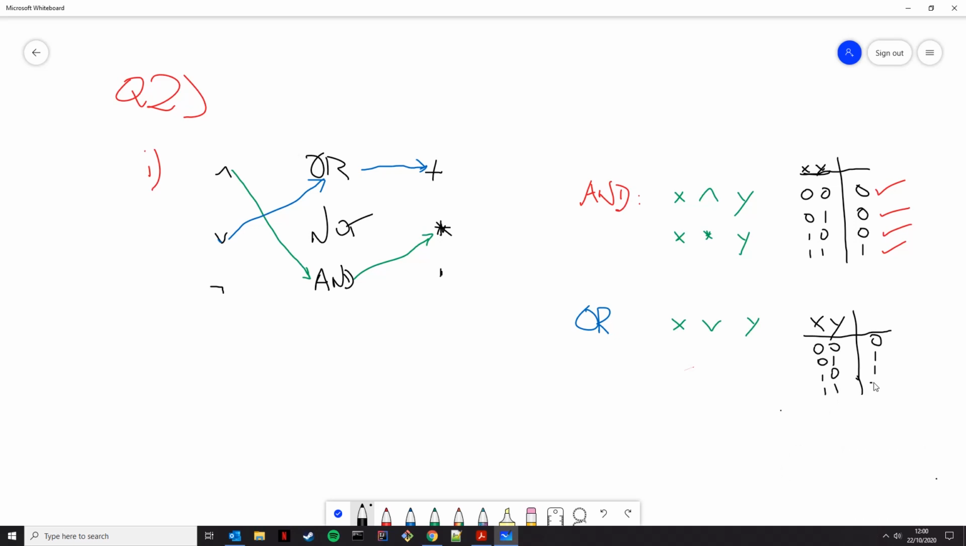So when they're both positive, you get 1. So what is this the same as? This is the same as x plus y. So 0 plus 0 is 0. 0 plus 1 is 1. 1 plus 0 is 1. 1 plus 1, we're going to get 1 because you can't actually have a 2 in binary. You can only have 0 or 1. So if they're both positive, you're going to get 1.